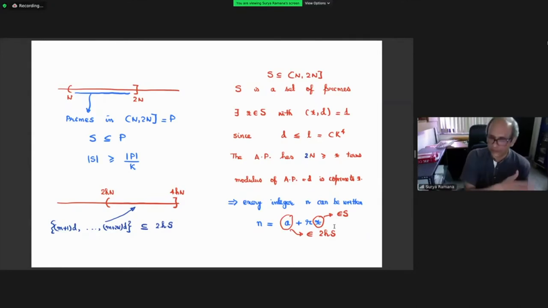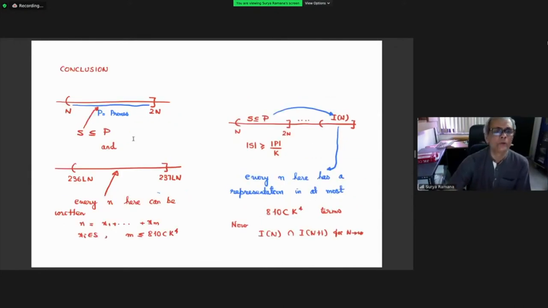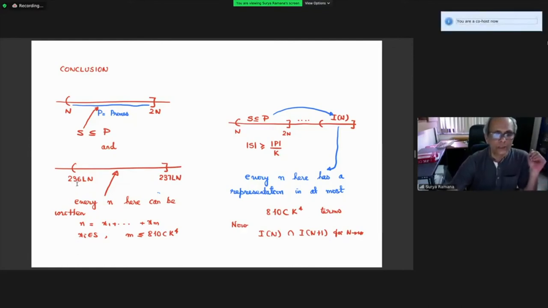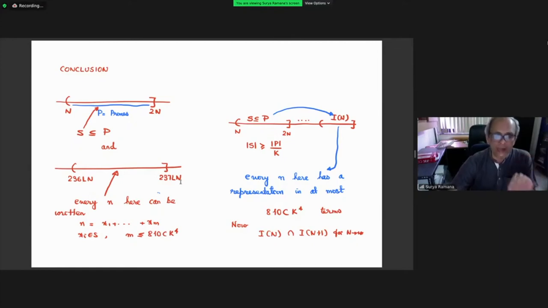Now this cannot be done for every integer, but for integers in a certain interval, it can be done. And using this, one can conclude, so this is the sort of conclusion we have. You start with the full set of primes, you divide the primes into k subsets, you choose one which has at least 1 by k of the total primes, you apply this additive energy bound and everything. And finally, you conclude, using Sarkozy's finite addition theorem, that every integer in this interval, 236 ln to 237 ln, where L is this number which is entirely given by the density, 180 times some absolute constant times k power 4, every integer in this interval can be written as x1 plus x2 plus ... plus xm with all the xi's lying in S.